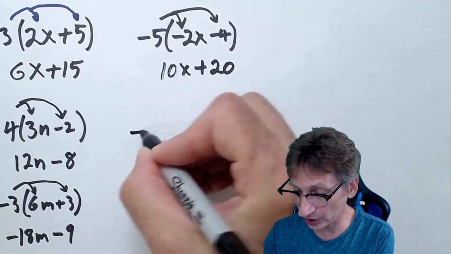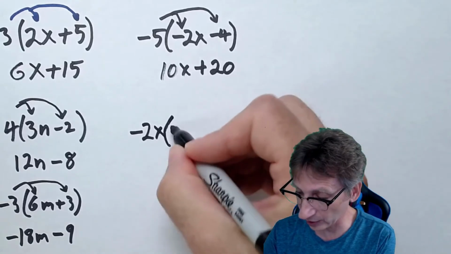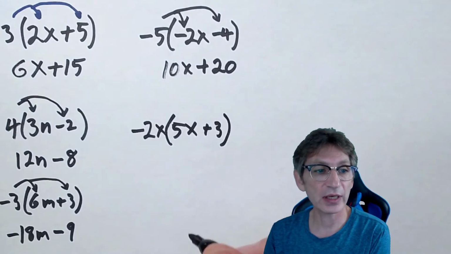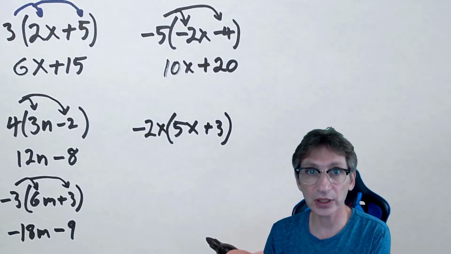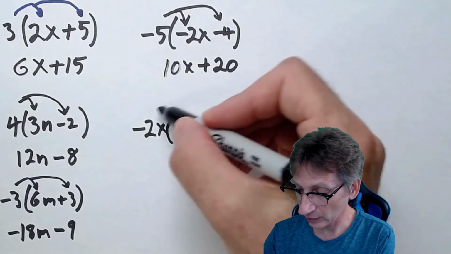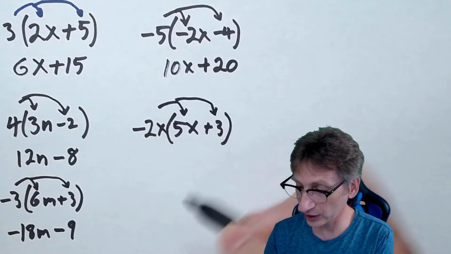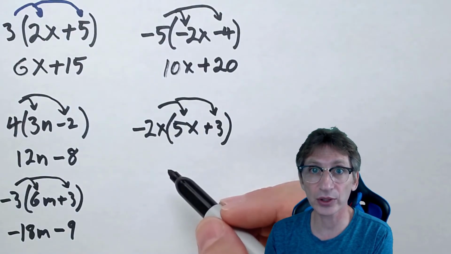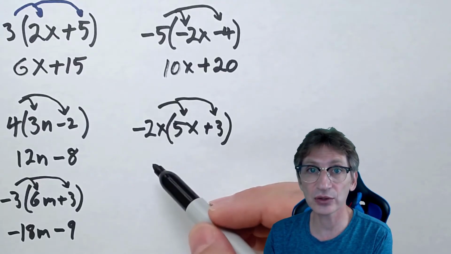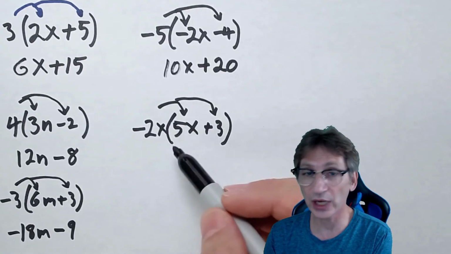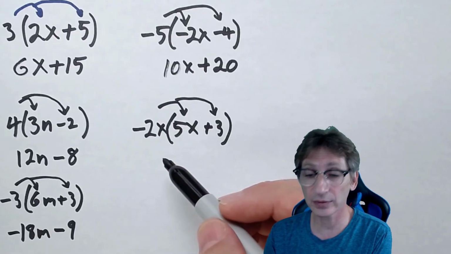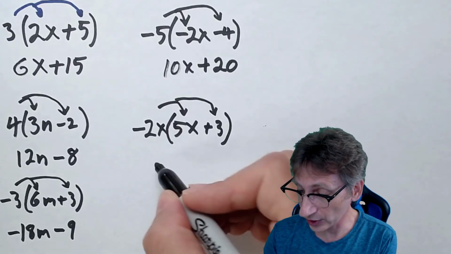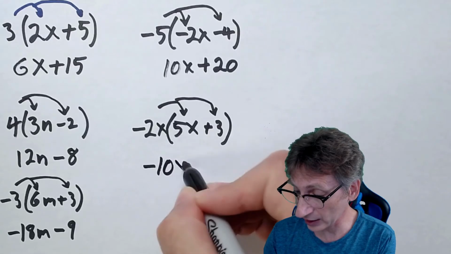Occasionally we have a similar situation, but there's an additional variable outside of the parentheses. In this case, negative 2x times 5x plus 3, I'm multiplying negative 2x by each of the terms inside the parentheses. Negative 2x times 5x, I multiply the numerical portion, the coefficients. Negative 2 times positive 5 is negative 10. x times x is x squared. So this gives me negative 10x squared.